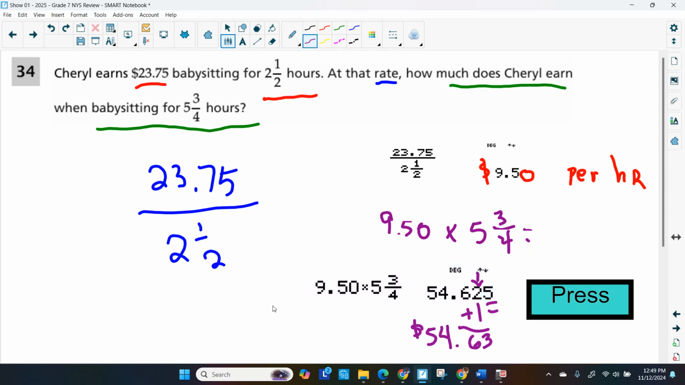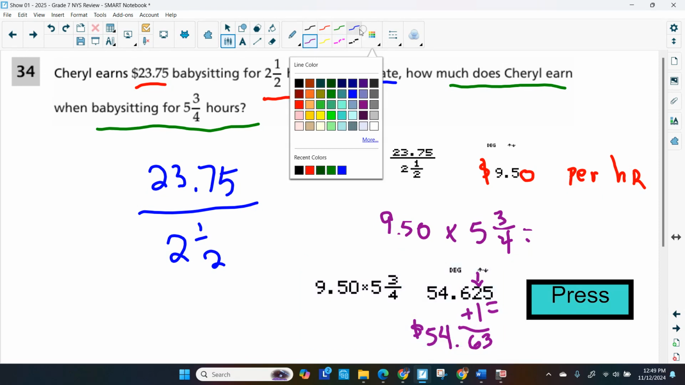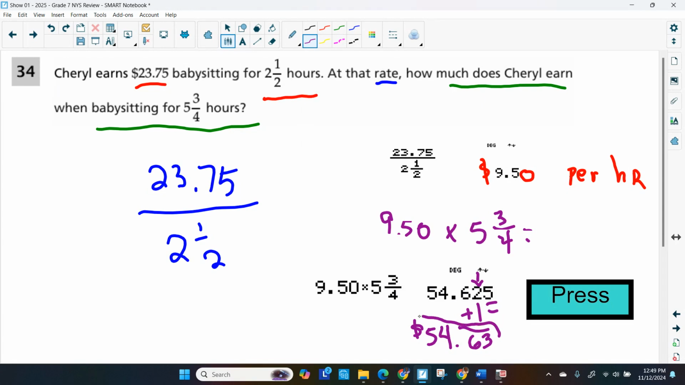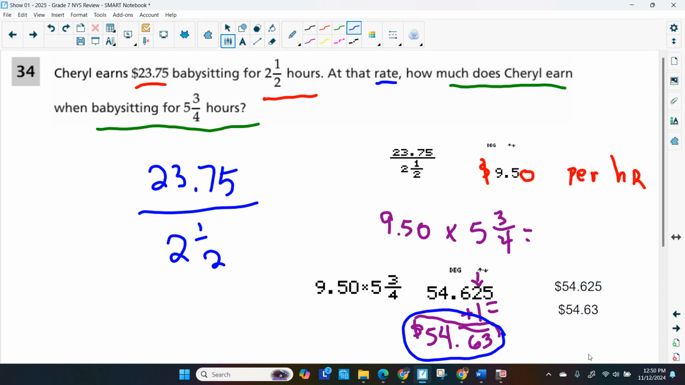So let me stop that and let me highlight this. So $54.63 is our answer. And there I have both of them, 54.625, and we rounded it off to the nearest penny, $54.63.